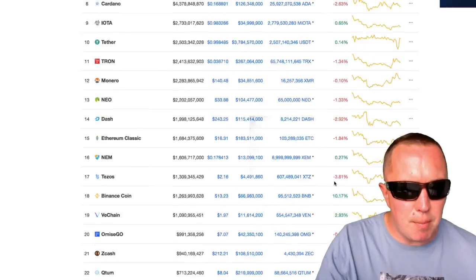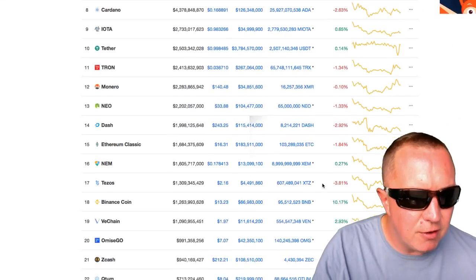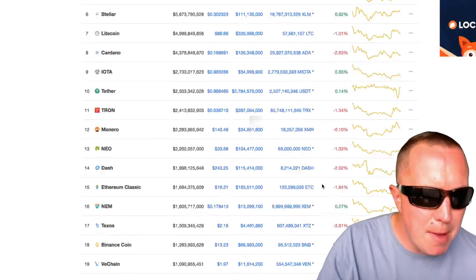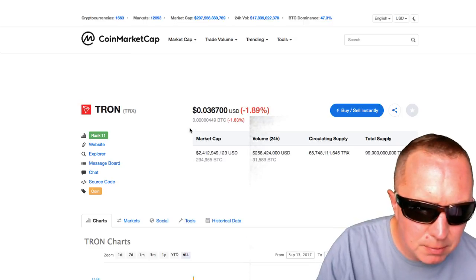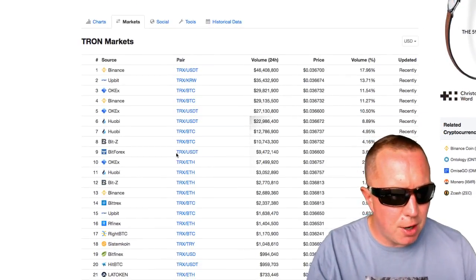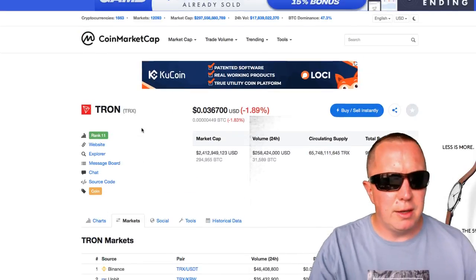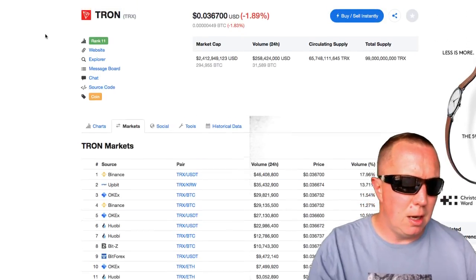So come over to coinmarketcap.com. Have a look at all the coins here that are available to buy. Remember, if you're looking to buy them, just click on them, go to the markets. It will tell you where you can buy them. Binance again. Most of these top 10 coins are on Binance.